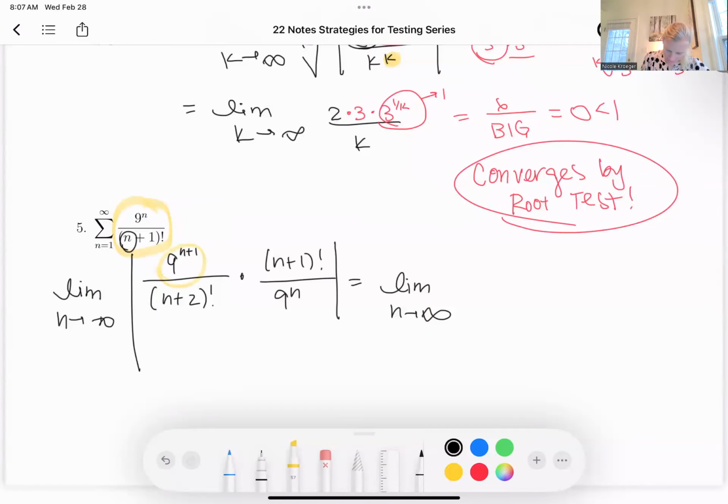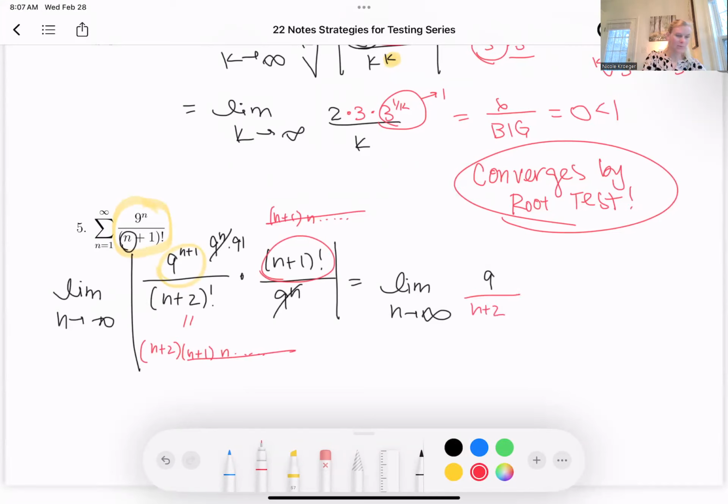The 9 to the n plus 1 is the same thing as 9 to the n times 9 to the first. So the 9 to the n's are going to cancel out. I'll be left with a 9. Remember that n plus 2 factorial is n plus 2 times n plus 1 times n, so forth and so on. N plus 1 factorial is n plus 1 times n, so forth and so on. So the n plus 1 and down will cancel out, and we'll just be left with an n plus 2 in the denominator. That whole thing will be equal to 0, which is the same as the above example.